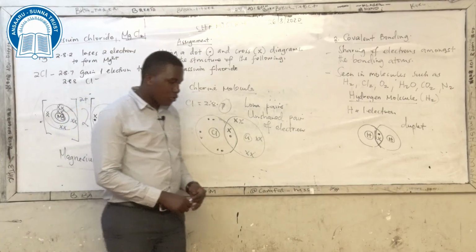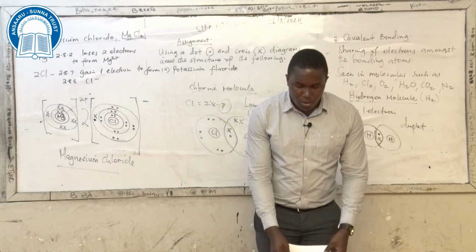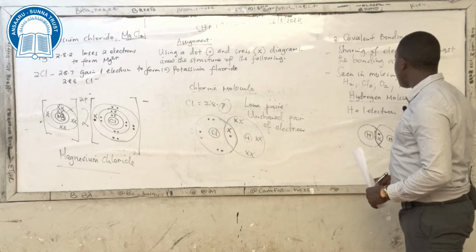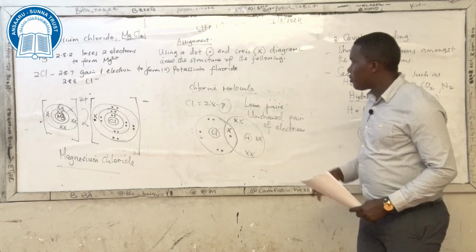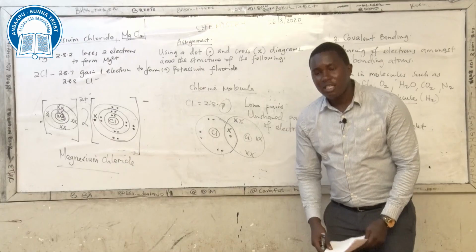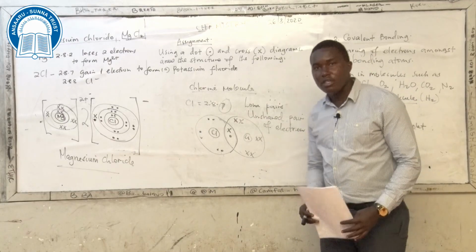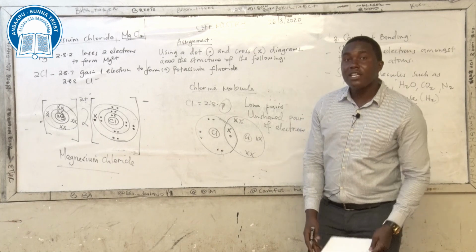So I just wanted to introduce this, but in the next class we shall look at covalent bonding extensively and draw most of these molecules. So make sure you check the assignment on ionic bonding, and also you look at some of these examples even in your books and any other reference materials.